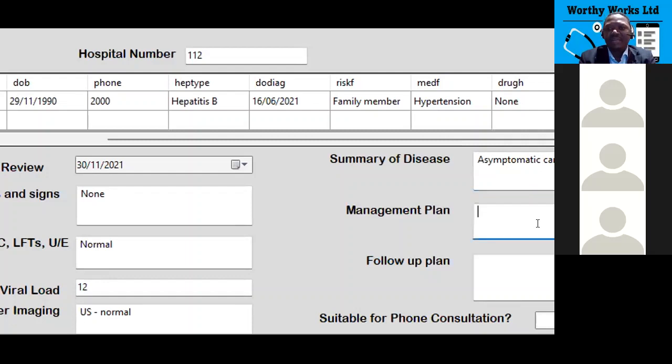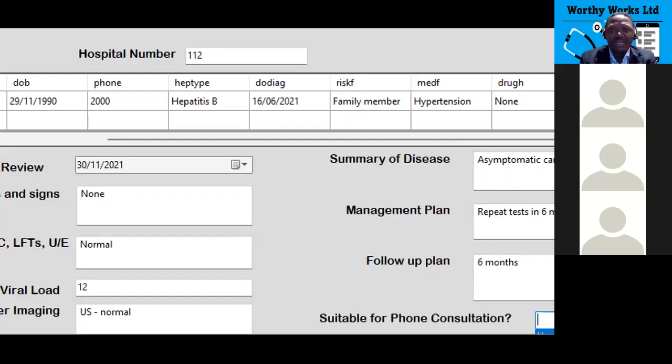Okay, and the management plan normally is to repeat tests. In 6 months, you can put that as the management plan and follow up review in 6 months. Okay. And here, is this suitable for phone consultation?